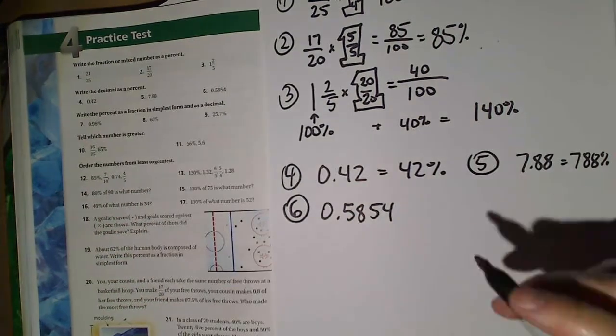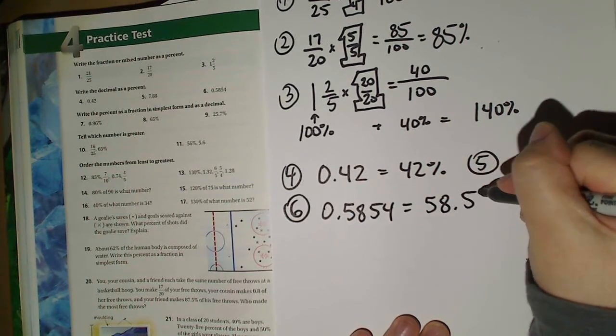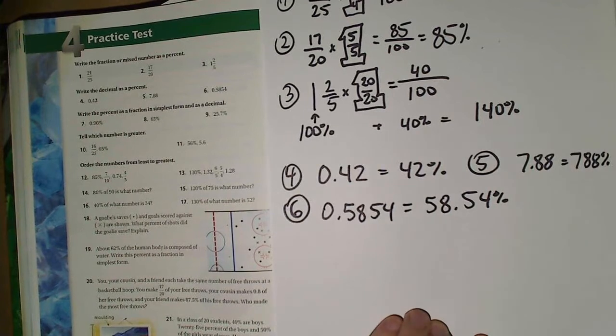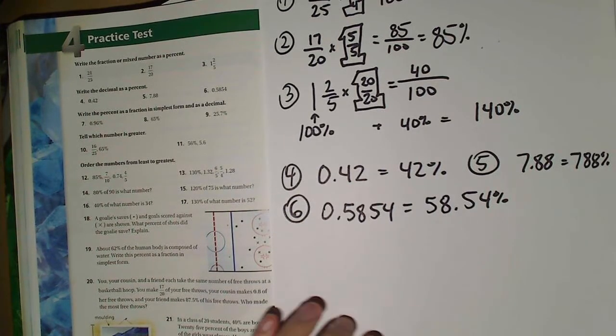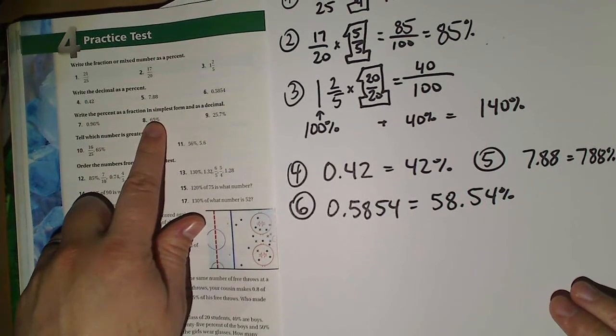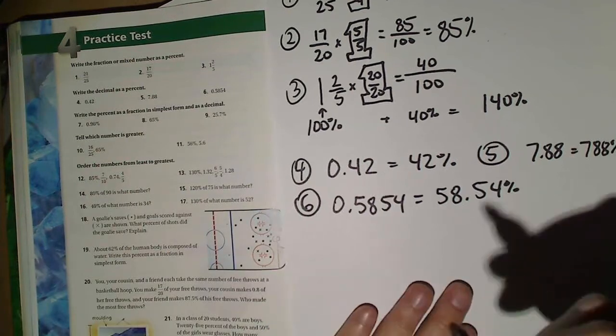For number 6, we have some crazy number here, 58.54. Again, I'm just moving my decimal to the right 2 times. I get 5854, decimal there, percent sign. 58 and 54/100%. For number 7, we're taking the percent and we're going to write it as a fraction in simplest form and as a decimal.